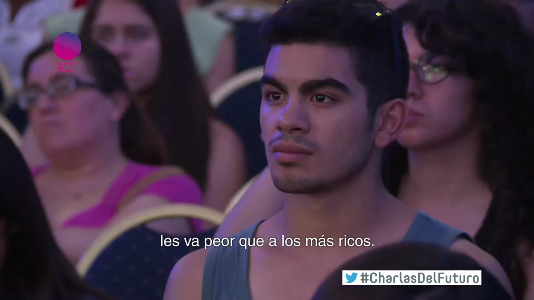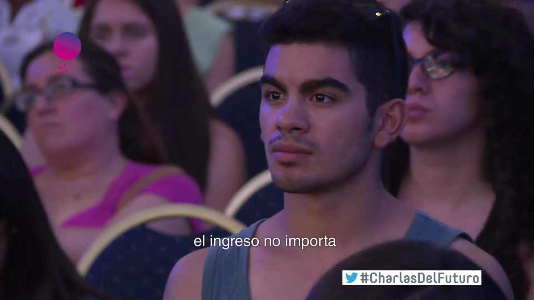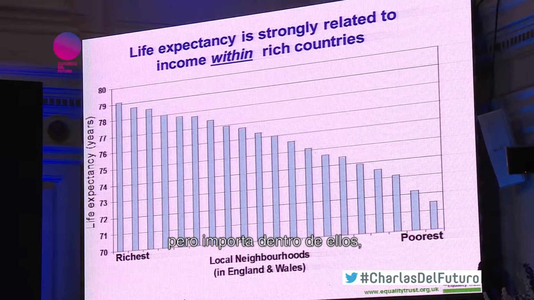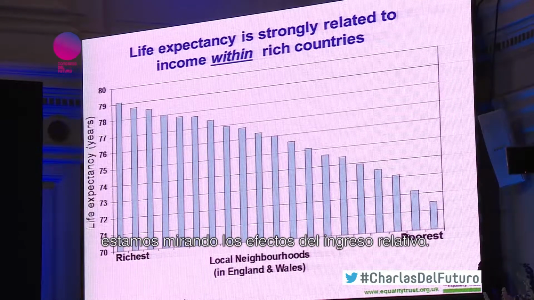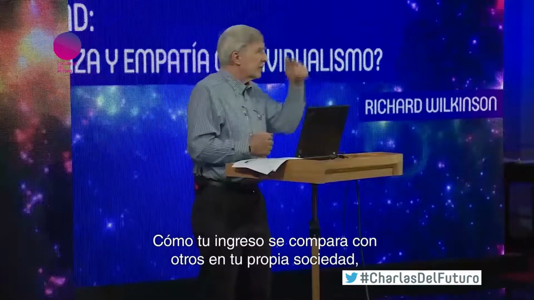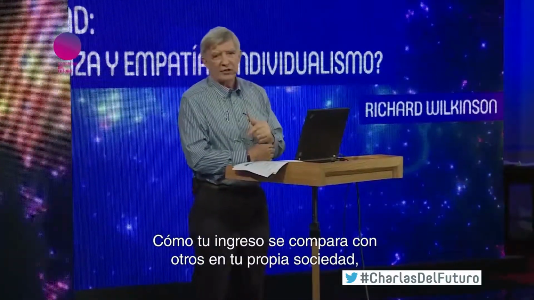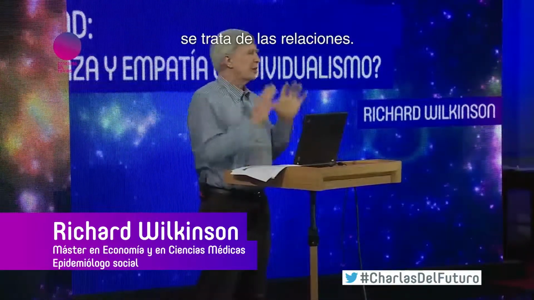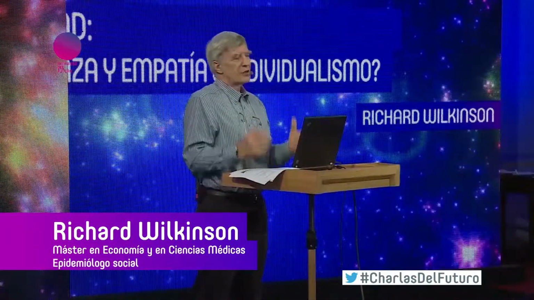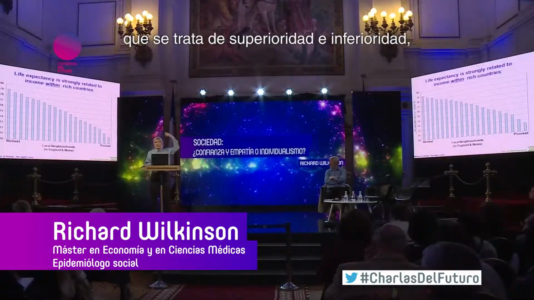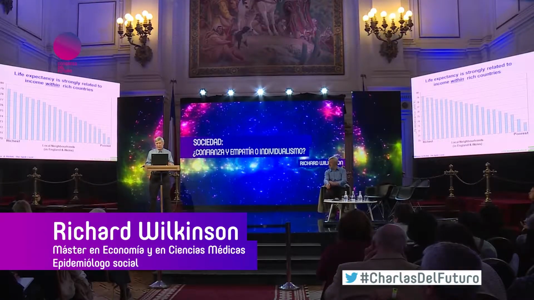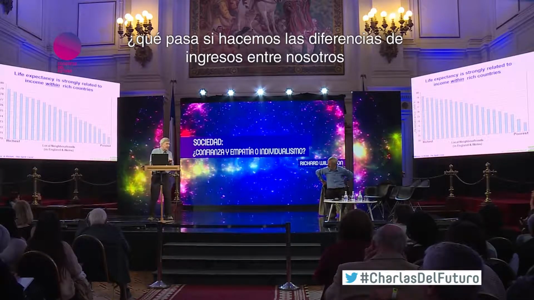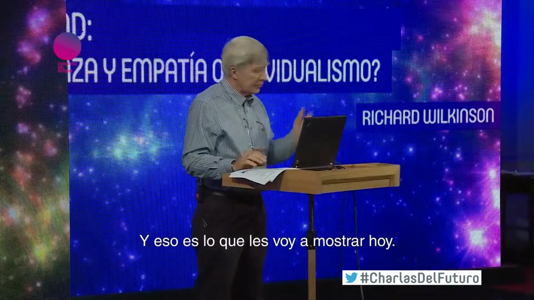The explanation of why income does not matter between these countries, but matters within them, is because within these countries we're looking at the effects of relative income, how your income compares with others in your own society, the effects of social status, social position. It's about relationships. And as soon as you've got that idea, that it's about superiority and inferiority, you then have to start thinking, what happens if we make the income differences between us bigger or smaller? And that's what I'm going to show you today.